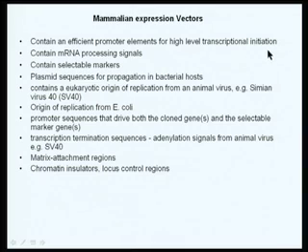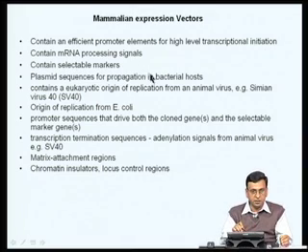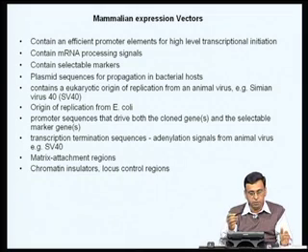Today we are going to talk about how you can express genes in mammalian cell lines using non-viral mammalian expression vectors. As is true for the yeast expression vector, an E. coli expression vector or an insect expression vector, mammalian expression vectors also need to have certain minimal characteristic features. For example, they should contain efficient promoter elements for high level transcription initiation. They should contain messenger RNA processing signals. They should contain selectable markers, because you have to distinguish between cells which have taken up the vector and cells which have not taken up the vector.